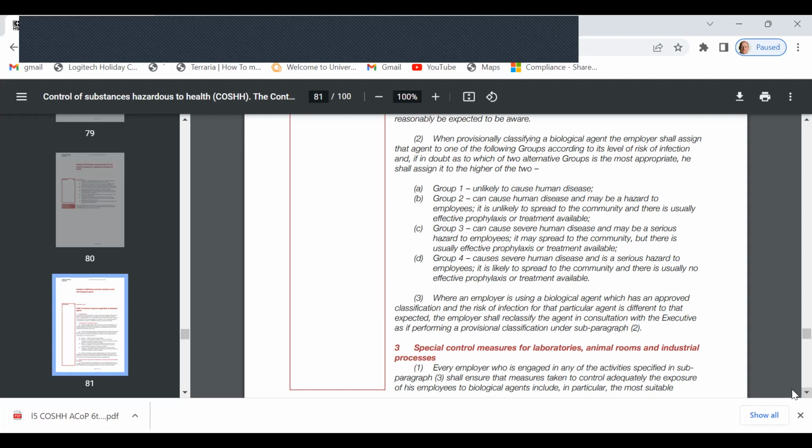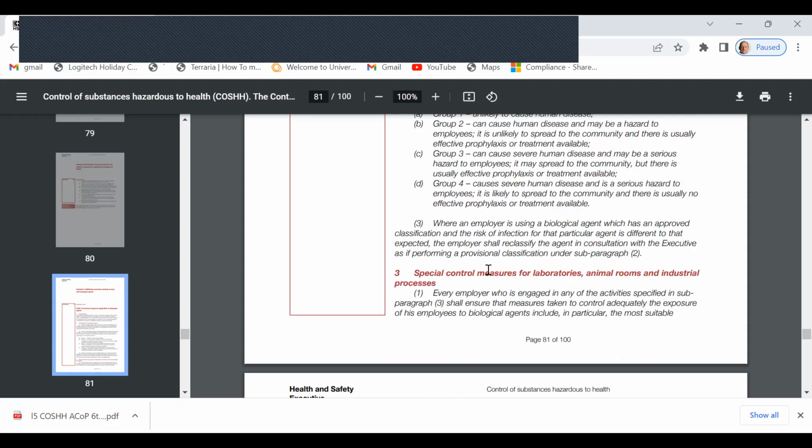The idea behind this is to consider the level of risk associated with it. If you're dealing with any of the biological agents that fall into particularly groups 2, 3, and 4, then the hierarchy of controls and the levels of controls tighten up. So as you can perhaps see in the next section, it says special control measures for laboratories, animal rooms, and industrial processes where biological agents are present. So you can see there, as it's the schedule, it has a special legal standing. It's almost like reading directly from the regulation itself, therefore treat it as the law.